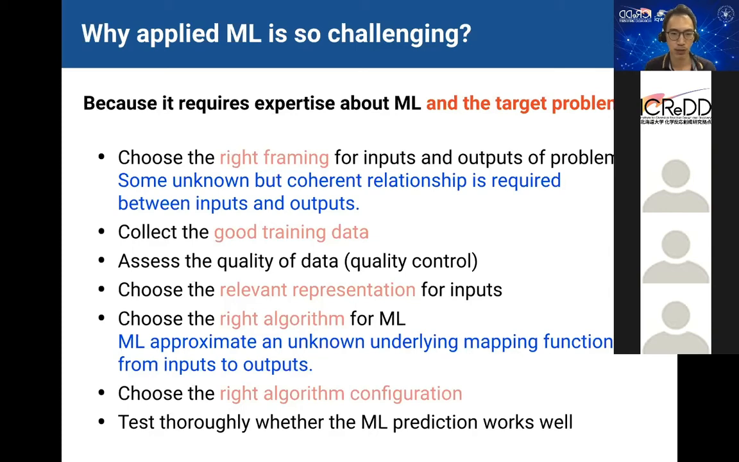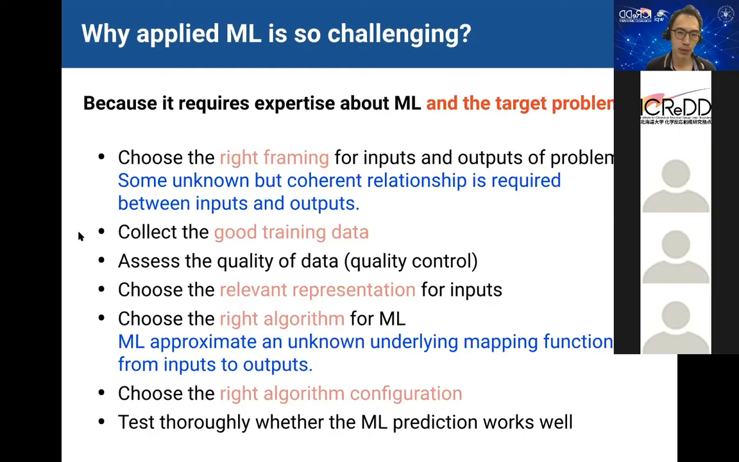So choose the right framing of the problem as an input-output setup. If the input has no relation to the output, so it's a kind of random relationship, machine learning will fail. So you should know that some input is related to the output of your interest. This part is the first hurdle for you to apply machine learning to your problem. To set up the right task, you need some knowledge or experience about the target problem of interest.